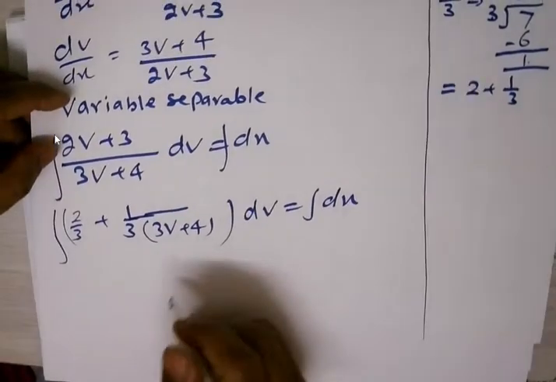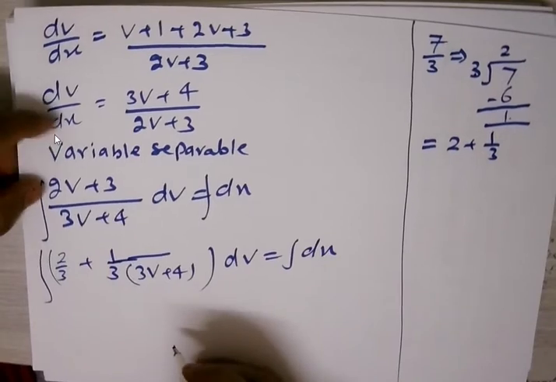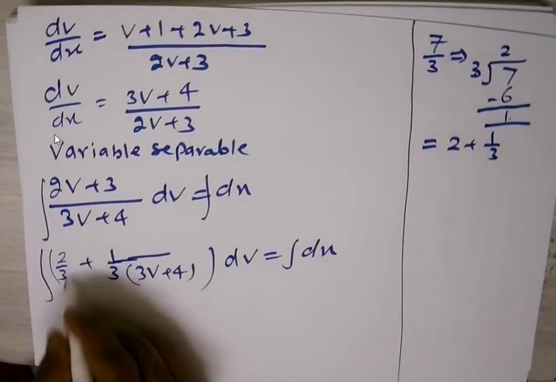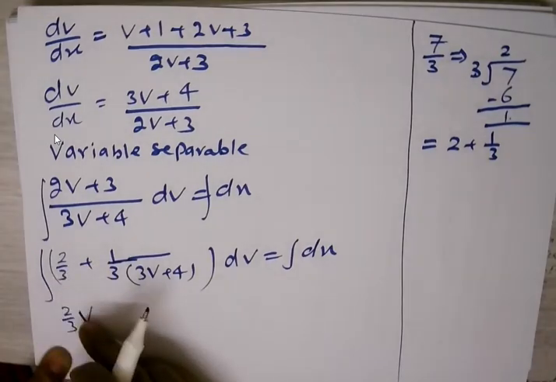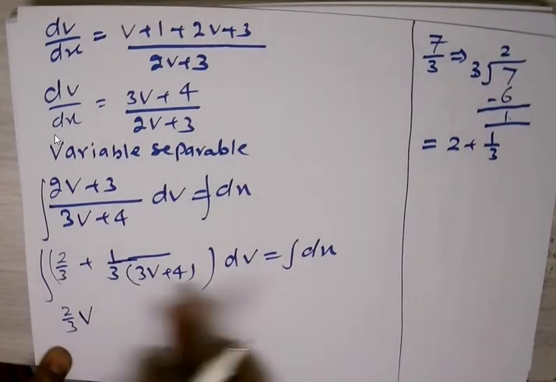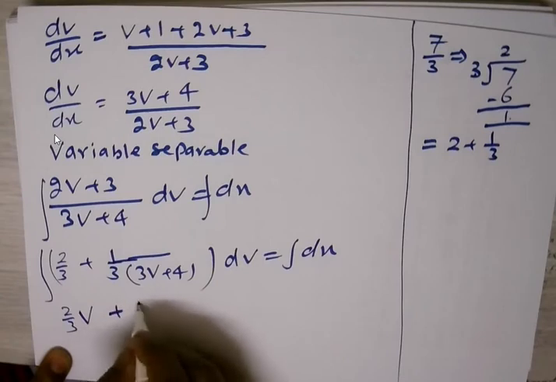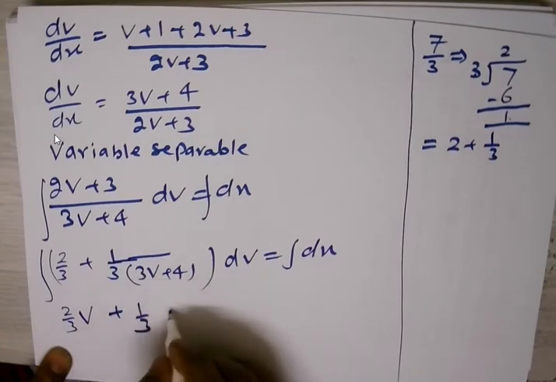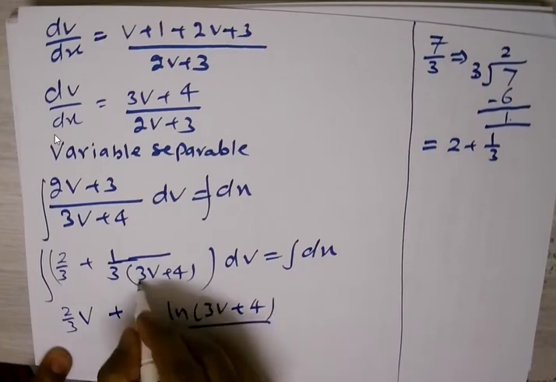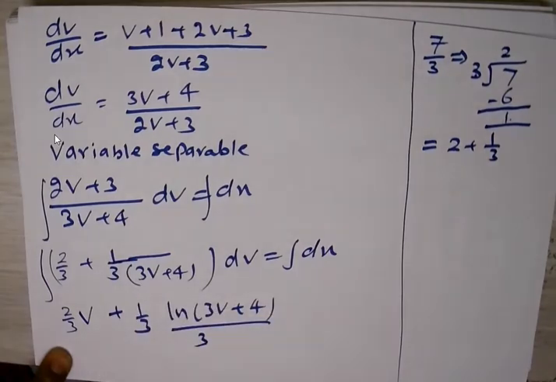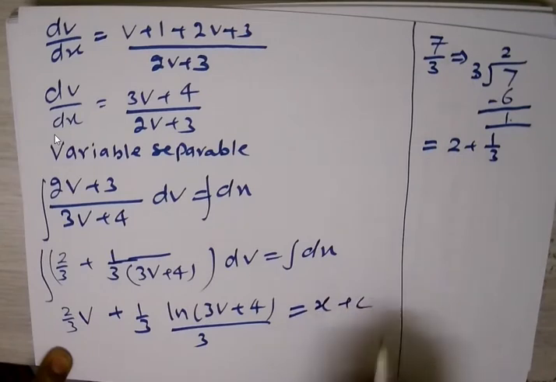We can see that the integration of that part we can write very easily. So 2 by 3, this is constant term. Integration of 2 by 3 constant term with respect to dv, v means v, plus 1 by 3, and this one is ln 3v plus 4. Because of v multiplied by 3 also, so constant will come down again, and x plus c.